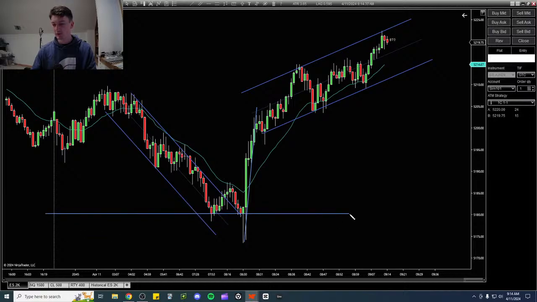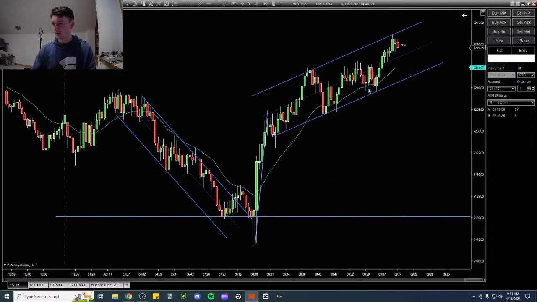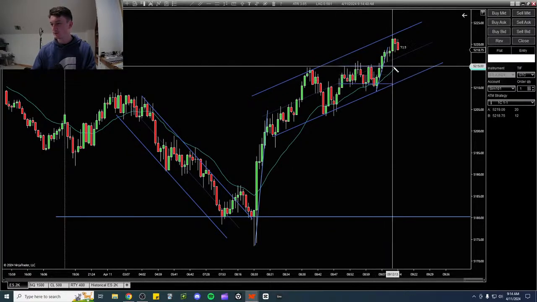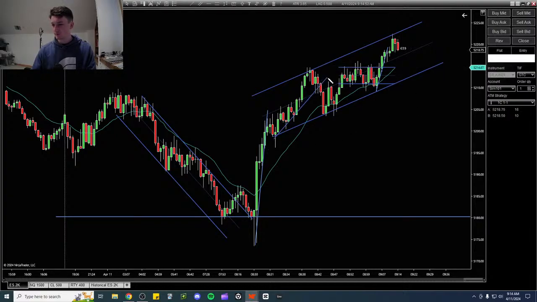I want to mark up the lows. There's a double bottom down here. And yeah, so I think looking for some longs on the ES. There's still a few more trends I can mark up here just to understand what's going on.